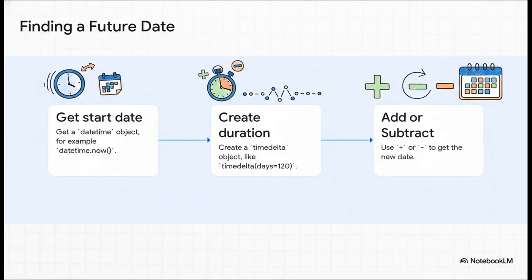And using it is honestly as easy as 1, 2, 3. You get your starting time, you create a timedelta for the duration you care about, and then you just add them together. It's that simple. Python makes this part incredibly intuitive.